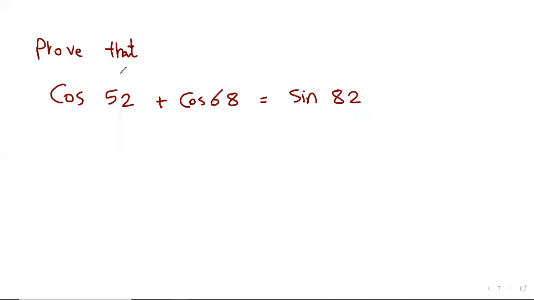Here in this example, I want to prove that cosine 52 plus cosine 68 equals sine 82. So look at these two angles. Well, it's 52 and 68. You know 52 and 68.